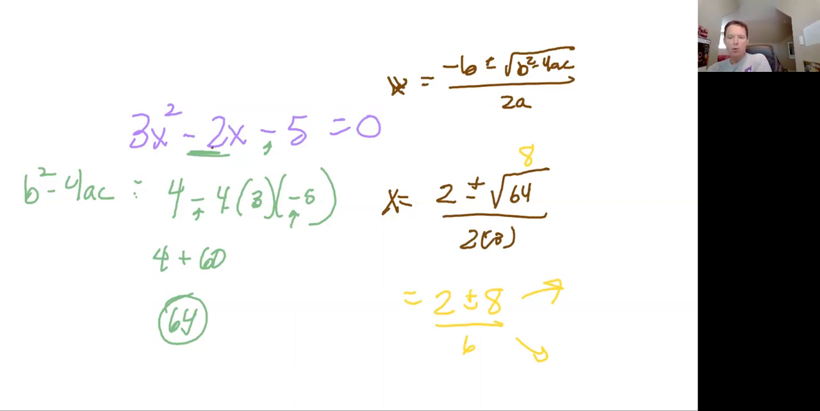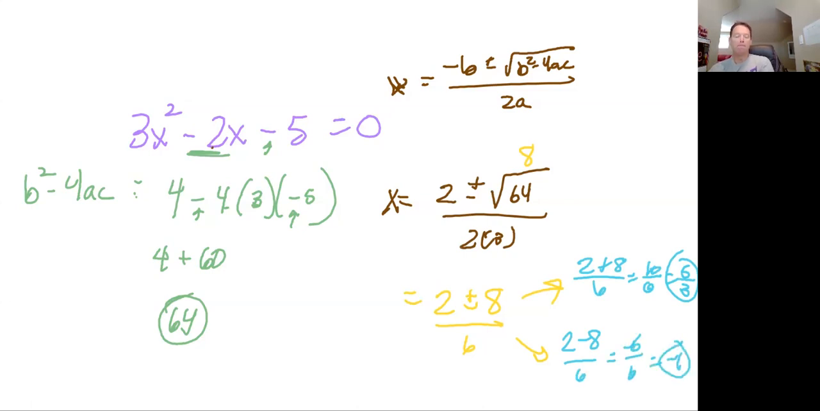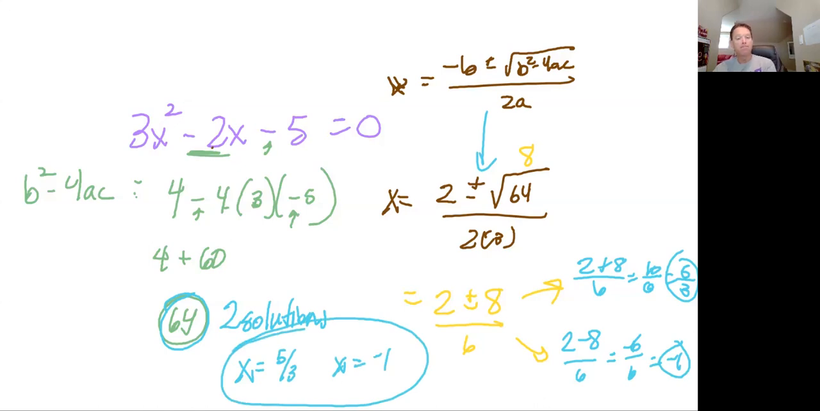Okay, 2 plus 8 over 6 is 10 over 6, which is 5/3. That's an answer. 2 minus 8 over 6 is negative 6 over 6, which is negative 1. So what did we just do? We found a positive discriminant, which means there's two solutions. Then we applied the quadratic formula and found those two solutions: x equals 5/3, x equals negative 1. And that's how the game goes.